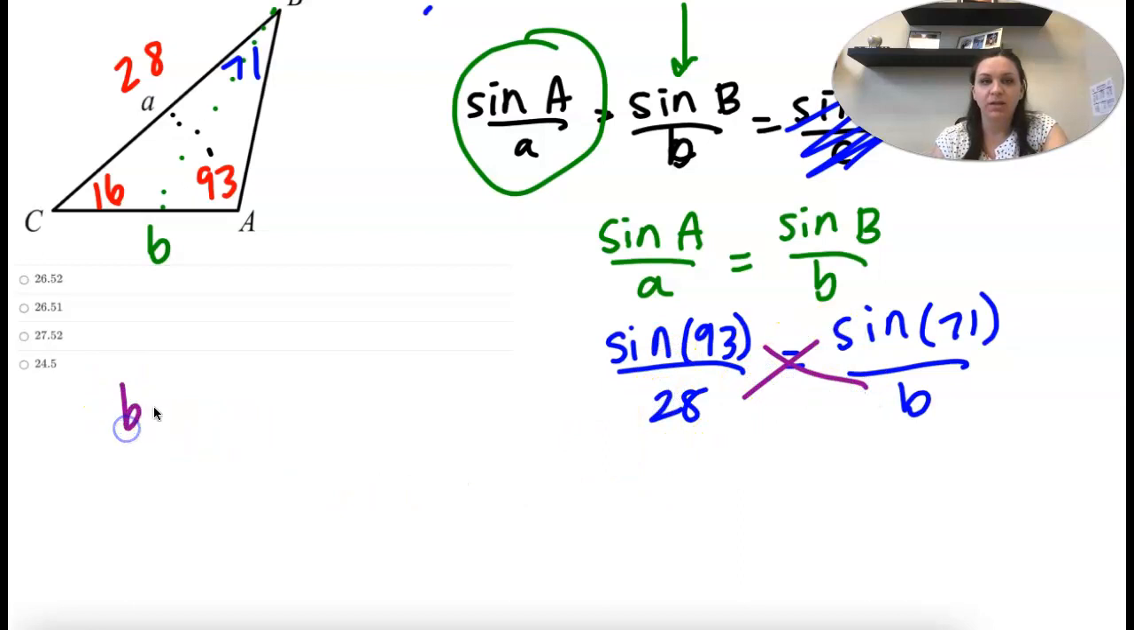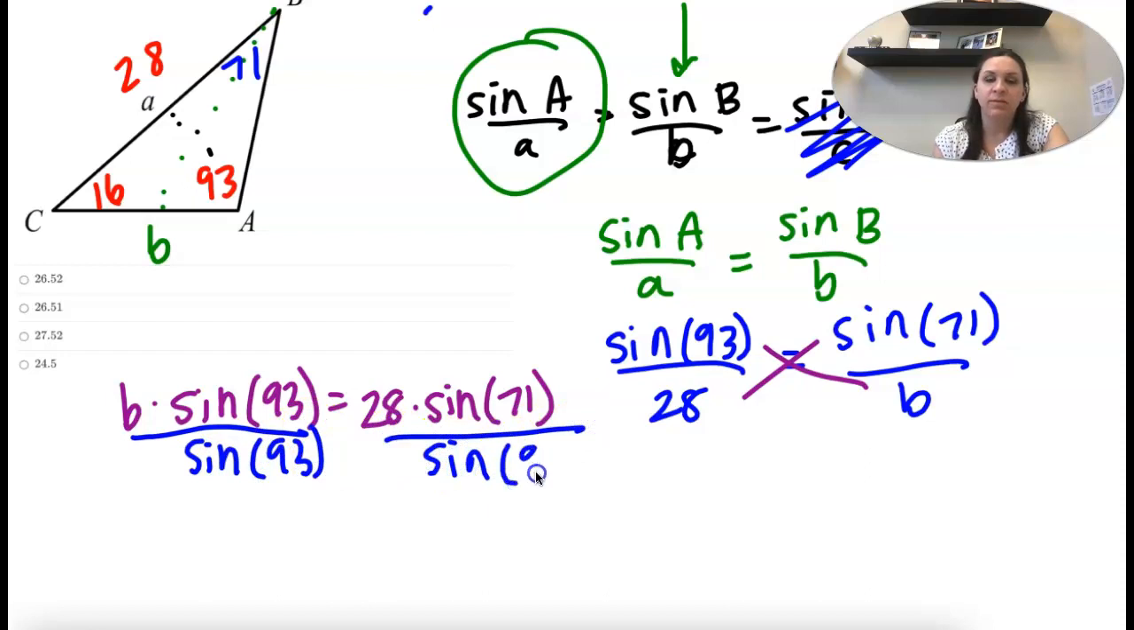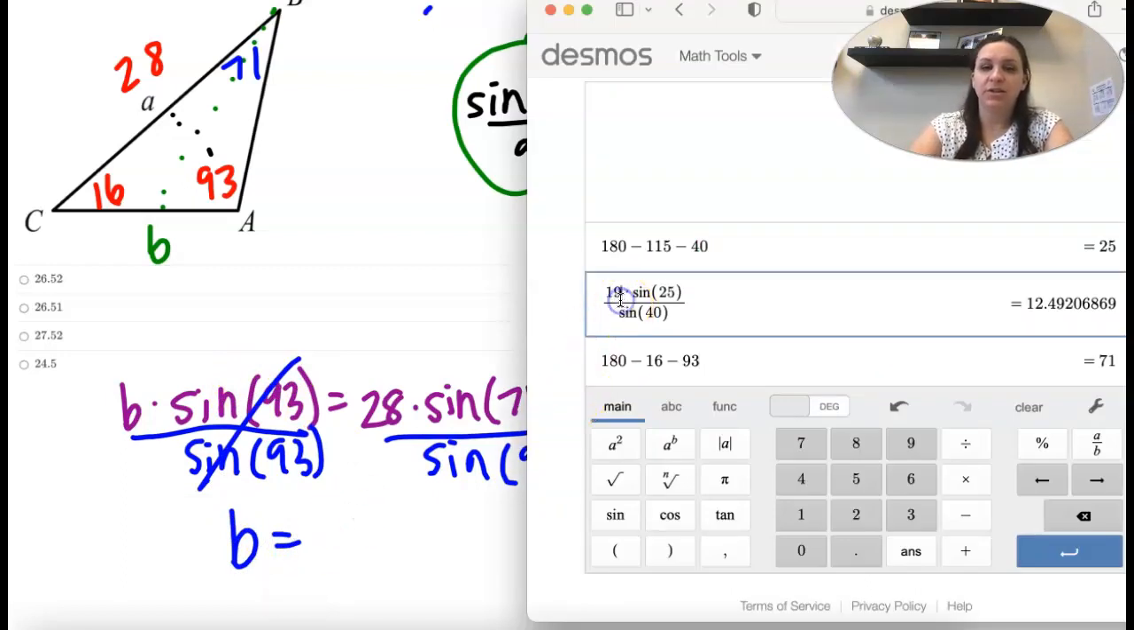Okay, so let's cross multiply. So I have B times sine of 93 equals 28 times sine of 71. To get B by itself, I'm going to divide both sides by sine of 93. And then I'm actually just going to change these because I already have it typed in. So don't erase your history every time, because then you can just change the numbers. 26.51.